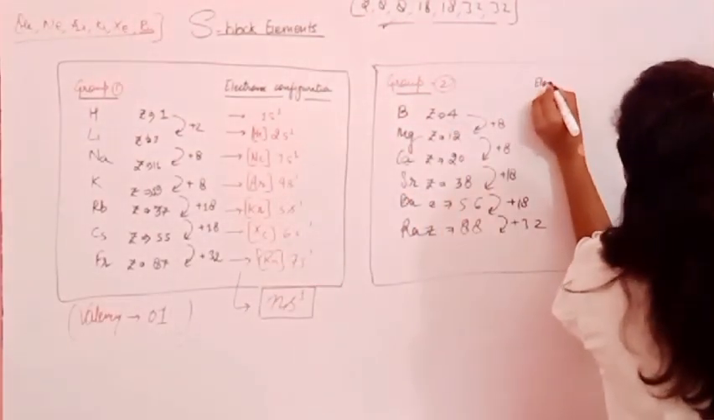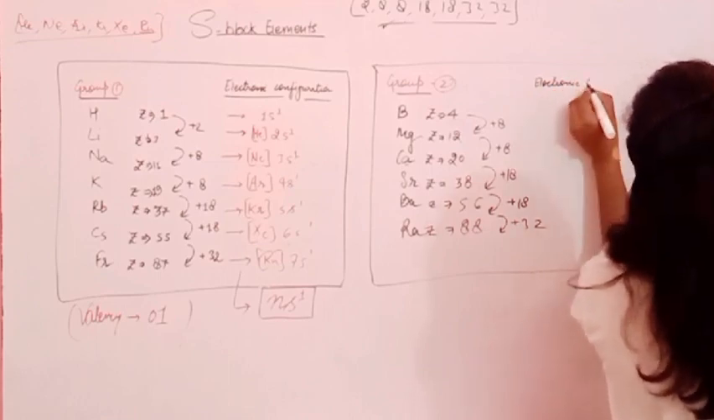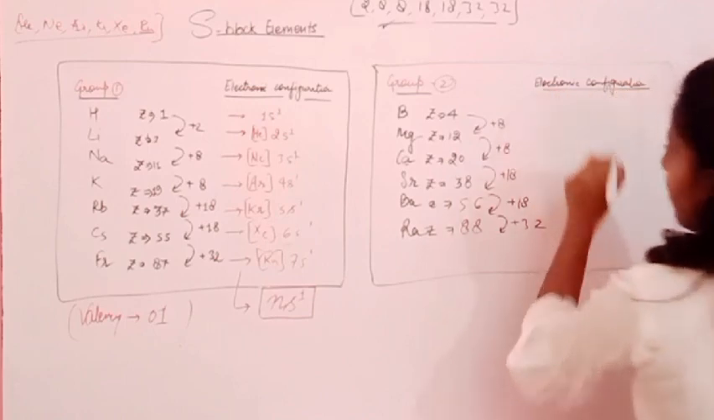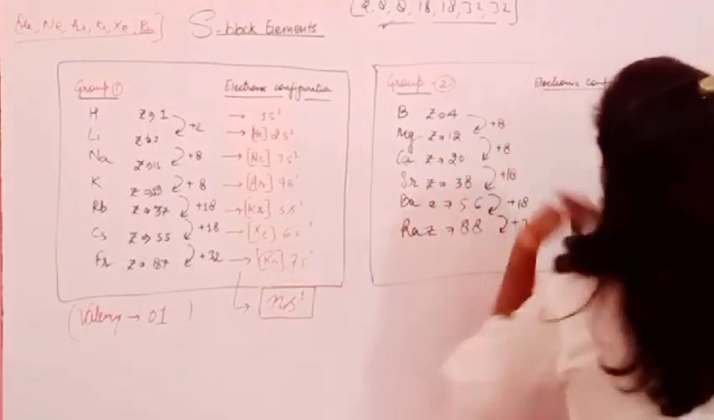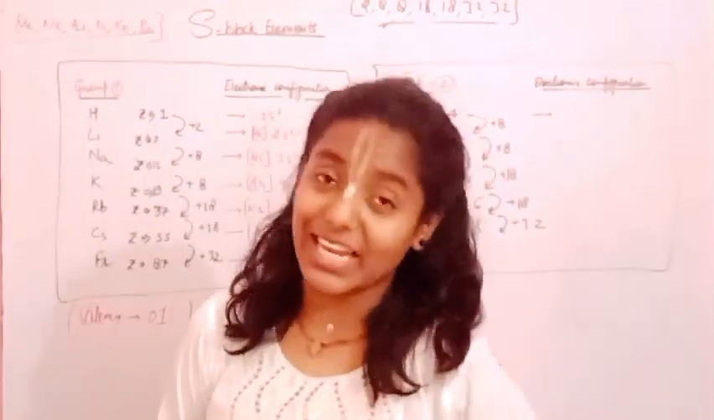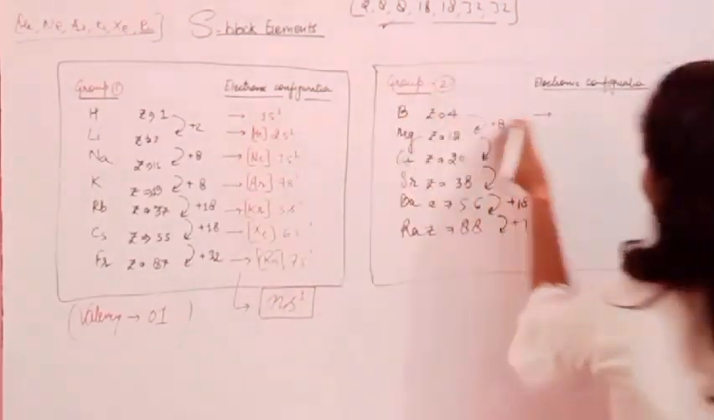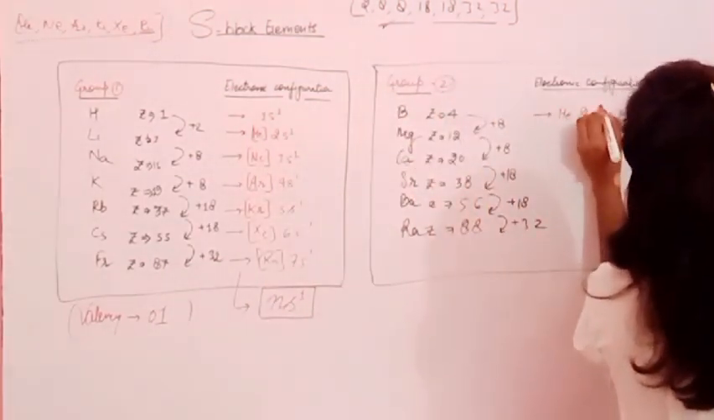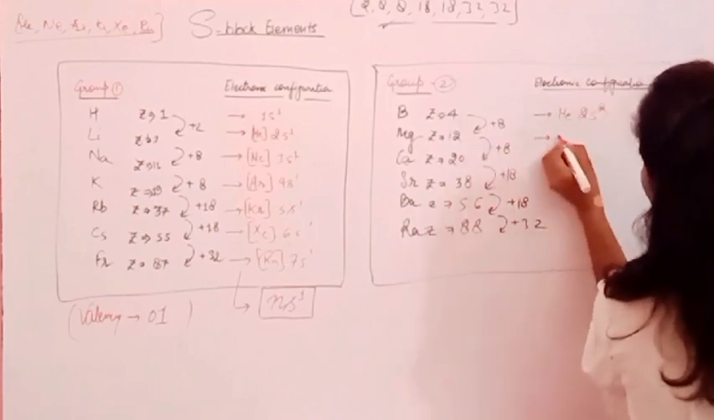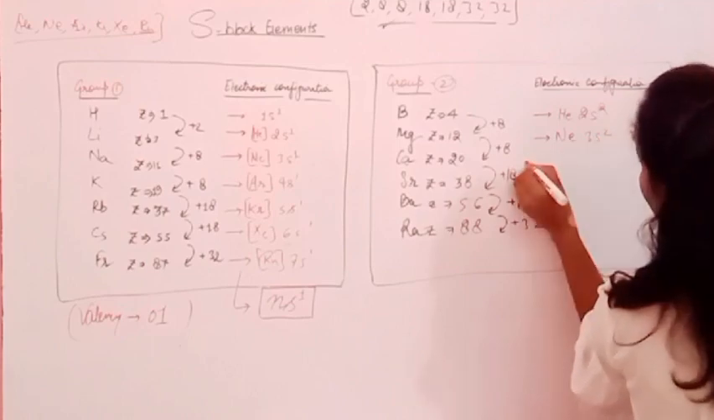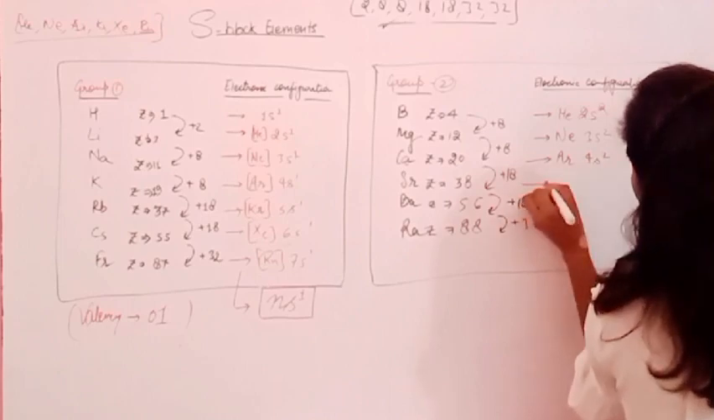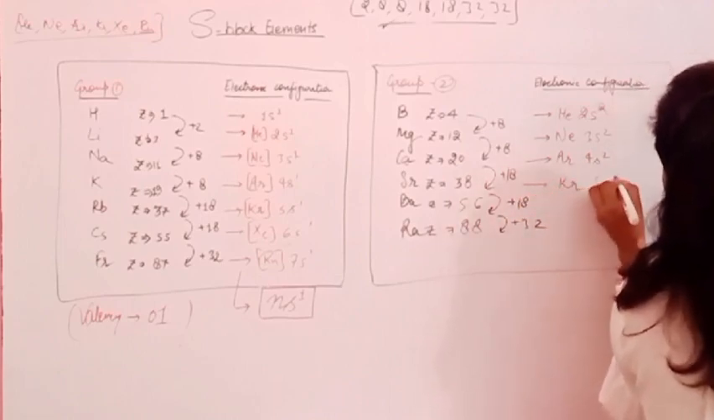Now writing the electronic configuration of these elements, see everyone. Here I'm going to use directly our noble gases for writing the electronic configuration. That would be your helium 2s2. Then comes your magnesium, that is neon 3s2. Then for Ca you are going to use argon 4s2. Then krypton 5s2.